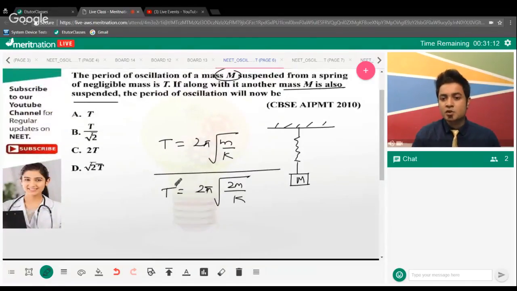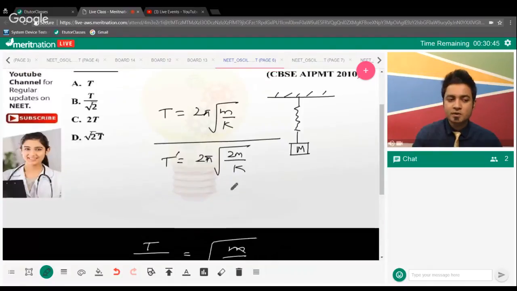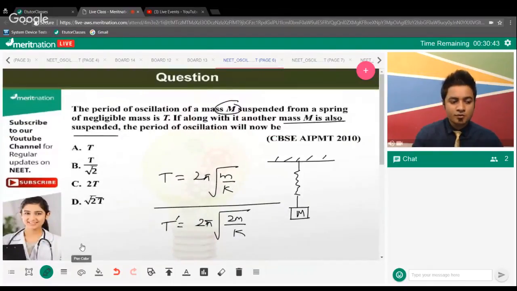See, Donnie, this is just simple. You just need to write the formula for the time period for a spring block system. So the time period of a spring block system is T equals 2 pi under root m by k. It just depends on the mass and the spring constant. So when you are attaching another mass, the mass would get doubled, isn't it? There would be no other effect, only the mass will get doubled. So what you have to do is just take the ratio. That's all. That's pretty simple, isn't it? So this D has to be the correct one here.